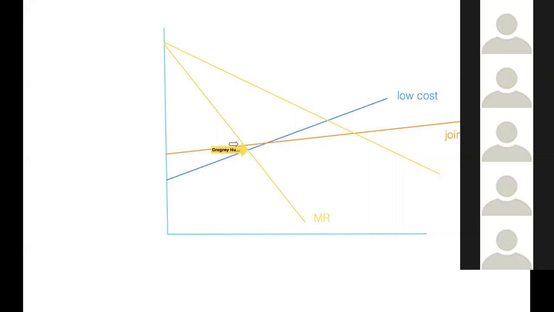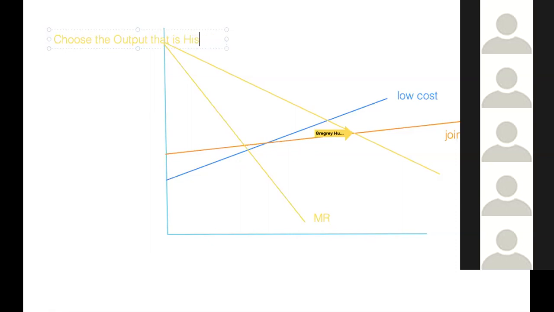But the only way to really detect mathematically on which side of the crossing point you're on is to compare the levels of output at the low cost marginal cost curve's intersection with the marginal revenue curve and the joint marginal cost curve's intersection with the marginal revenue curve. So you'll have to solve both and choose the one with the higher quantity. Does that make sense, Danny? Yeah, that's cool.